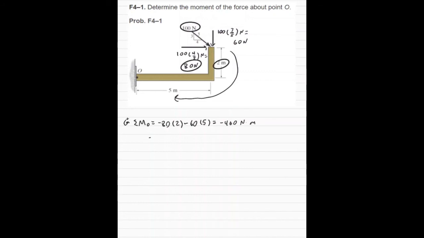And then let's turn that into our final solution, which would be 460 Newton meters. And then that is going to be in the clockwise direction. And then that is our final solution.